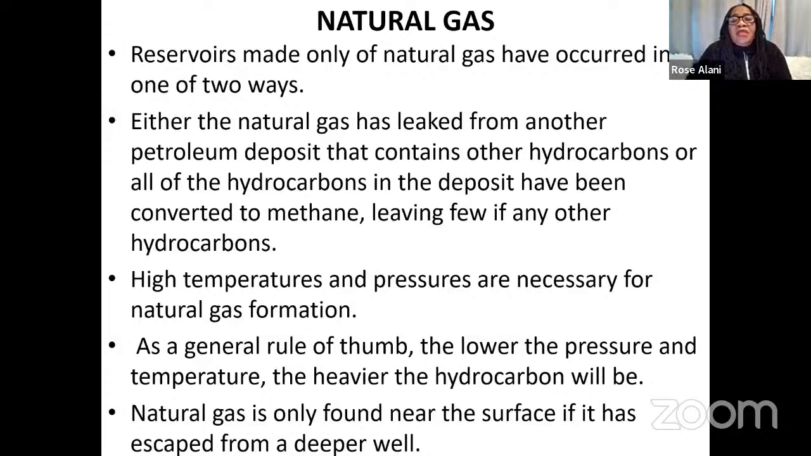Reservoirs made only of natural gas occur in one of two ways. Either the natural gas leaks from another petroleum deposit, remember I said natural gas is always associated with petroleum, crude oil, or all the hydrocarbons in the deposit have been converted to methane. Everything has been cracked down to the lowest hydrocarbon.